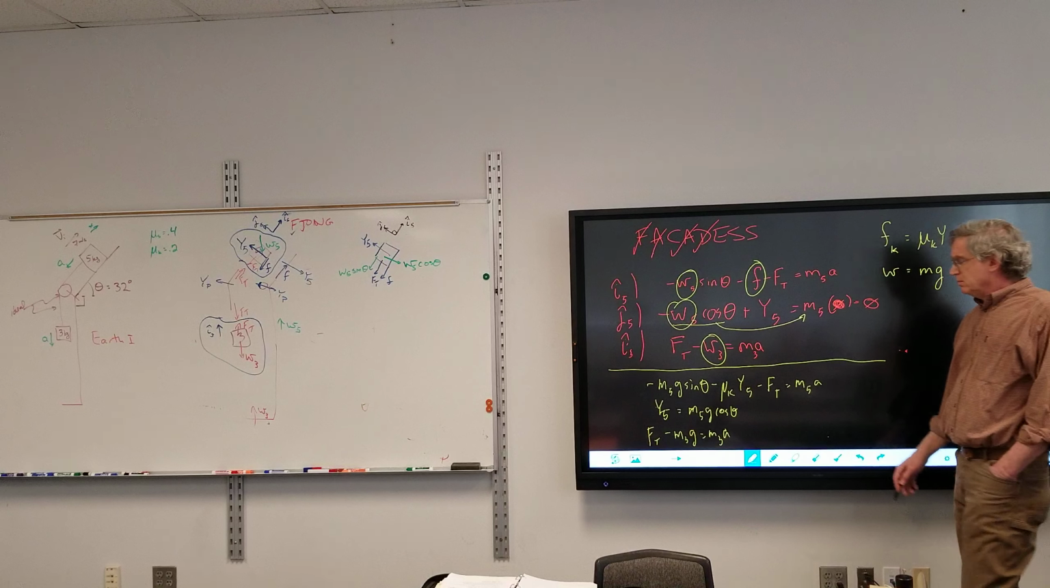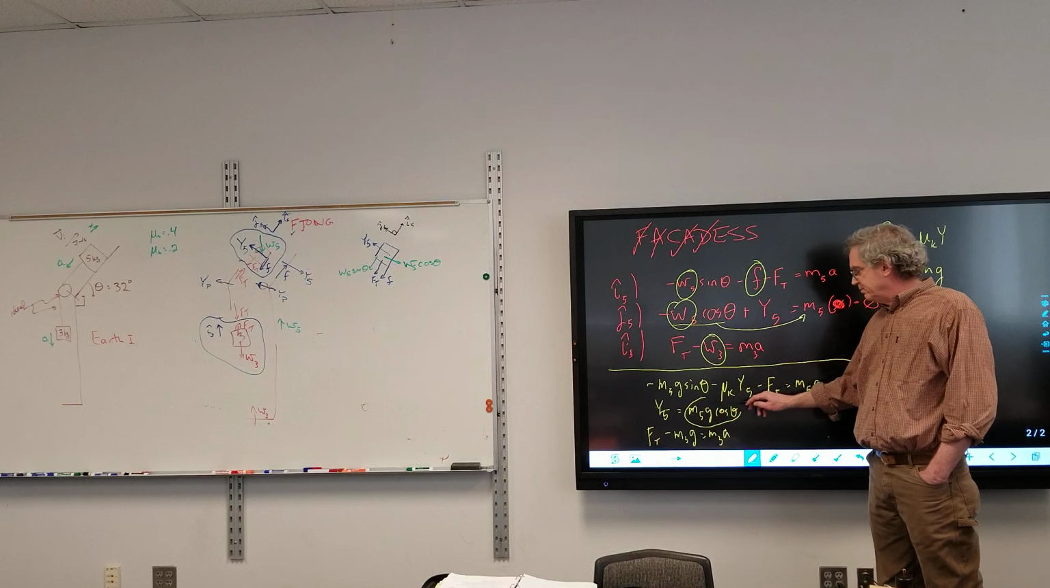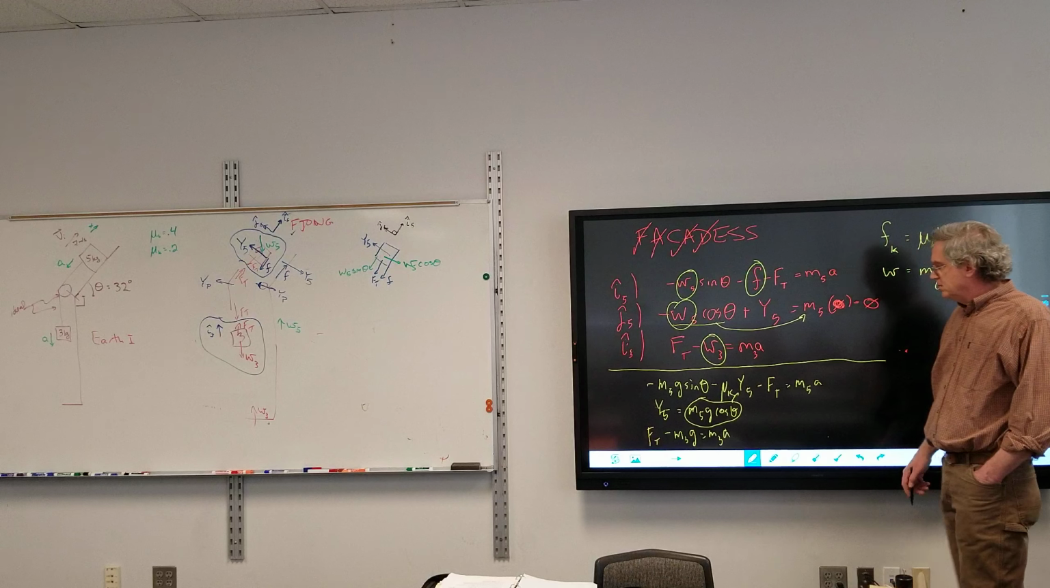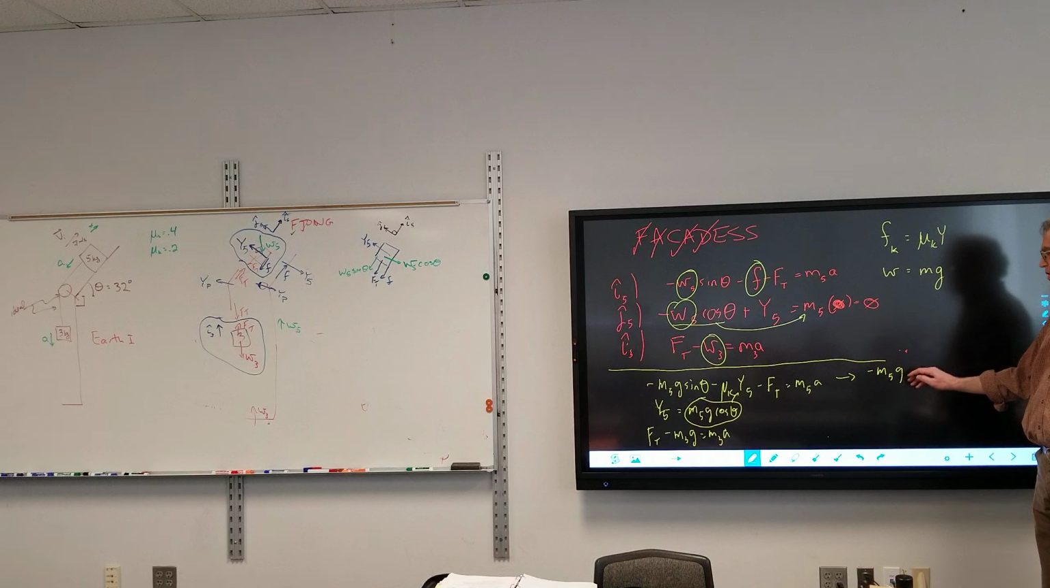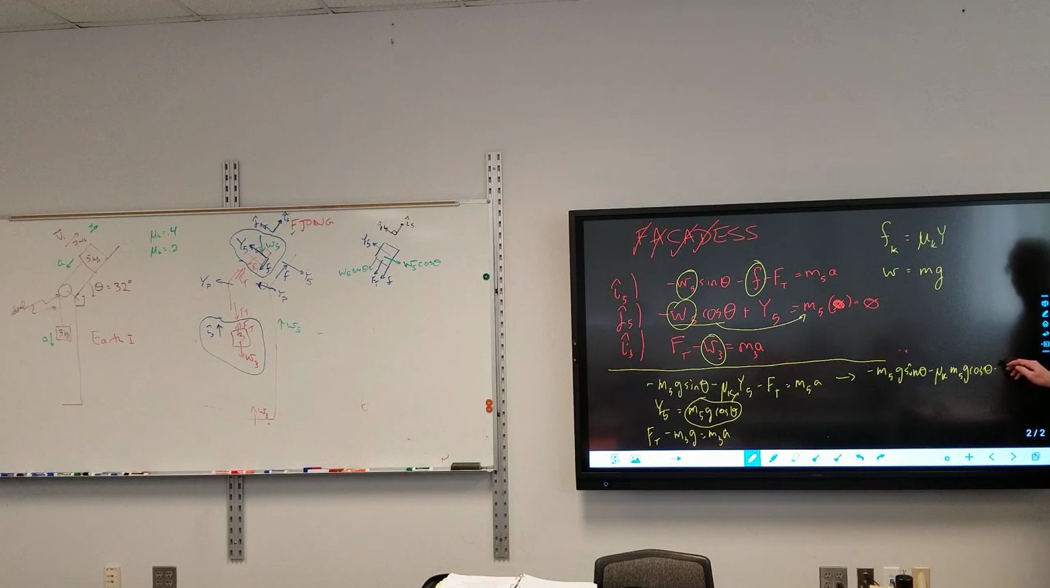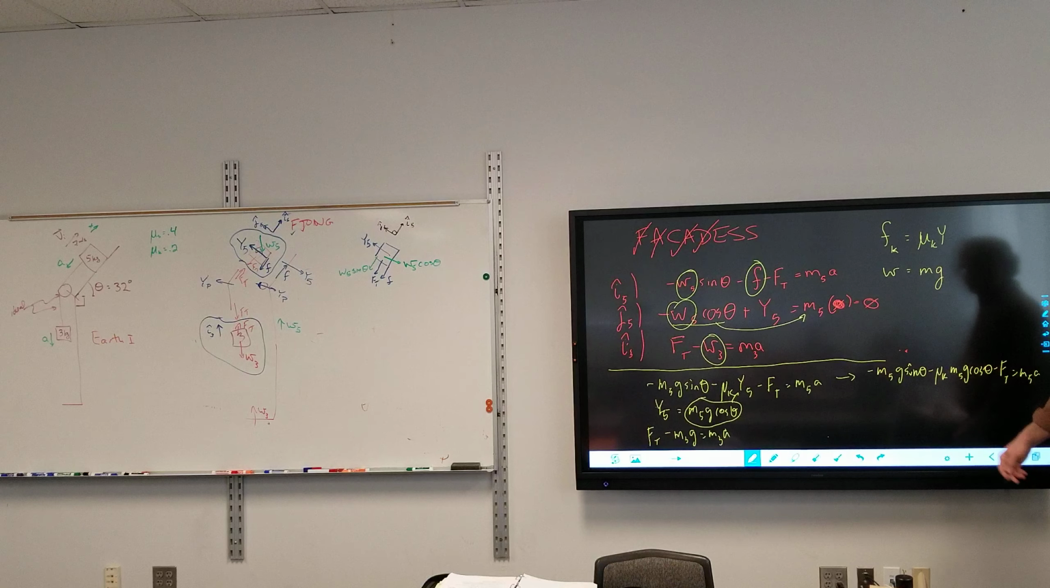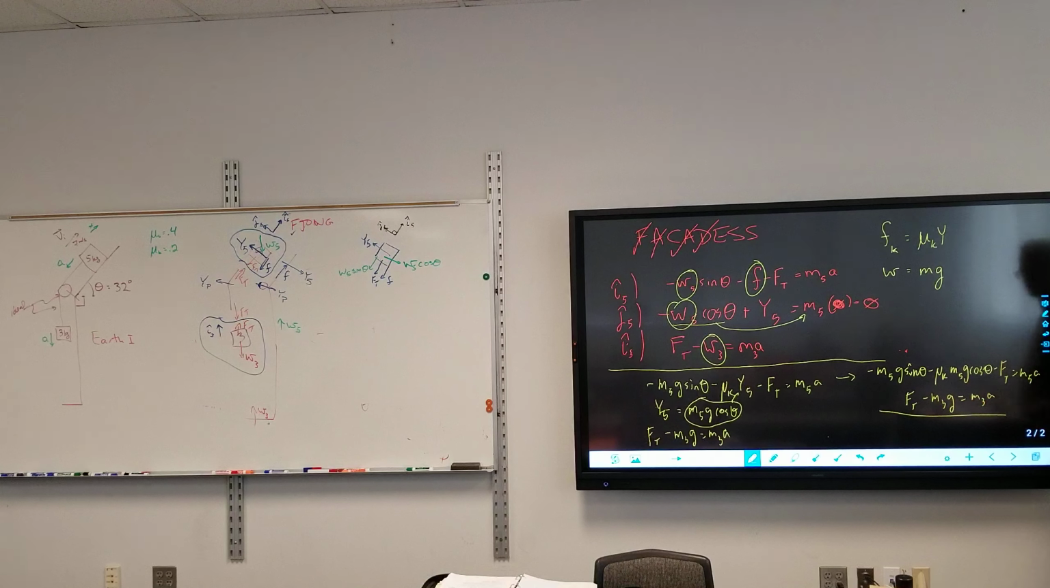Now we just go about solving it. First off, I'm going to throw that in for Y5. So this equation becomes negative M5G sine theta minus mu K M5G cosine theta minus the tension is equal to M5A. And my other equation, I have tension minus M3G equals M3A. And now I just add them.